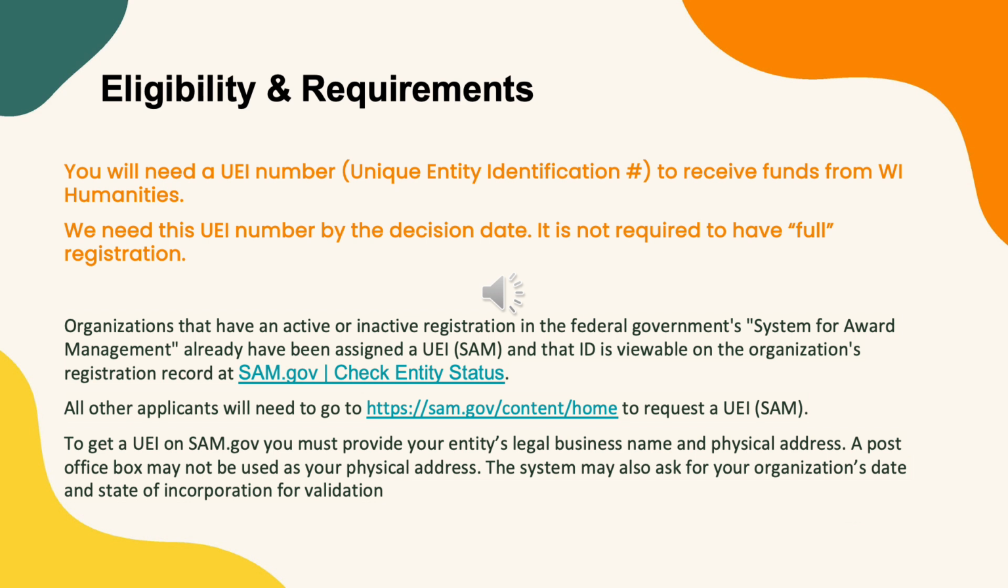One of the first eligibility items you should check on in the beginning of the process is to see if your nonprofit has an existing UEI number. UEI stands for Unique Entity Identification Number. It's requested through sam.gov, and we have a link at our website of where to go to request this number. But you do need this number to receive funds from Wisconsin Humanities, and many other federal grants will require this number. So it's a good thing to go and get.